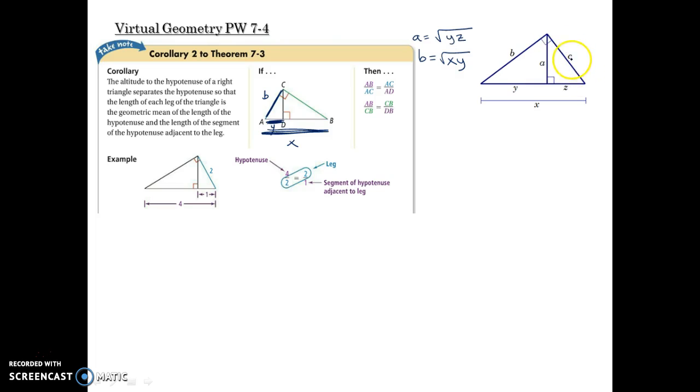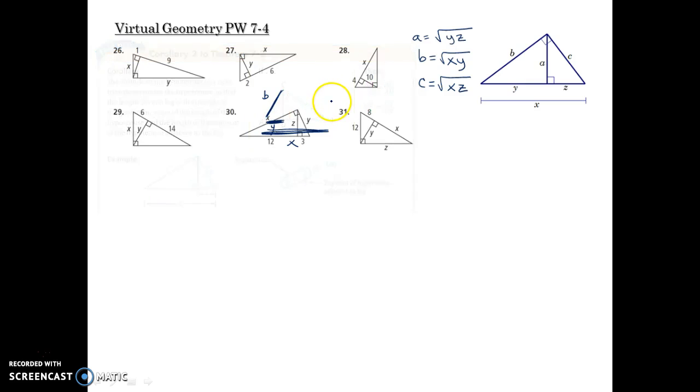And then on the flip-flop, C is going to be the square root of Z times X. So C is going to be the square root of the hypotenuse times this adjacent segment. So here we got kind of simpler expressions for how you would find this altitude, this leg, or this leg. Now I'll show you kind of simplified versions of these corollaries. Next, I'm going to show you how you can use this info to solve these kind of problems.